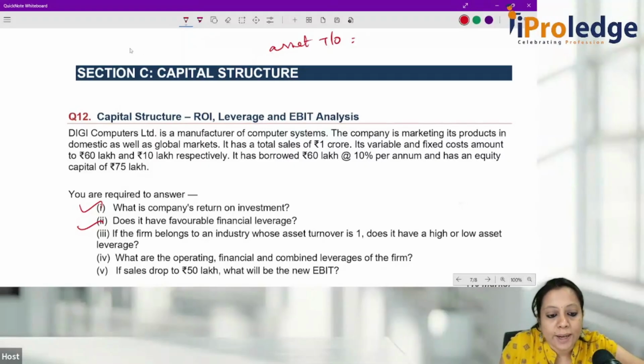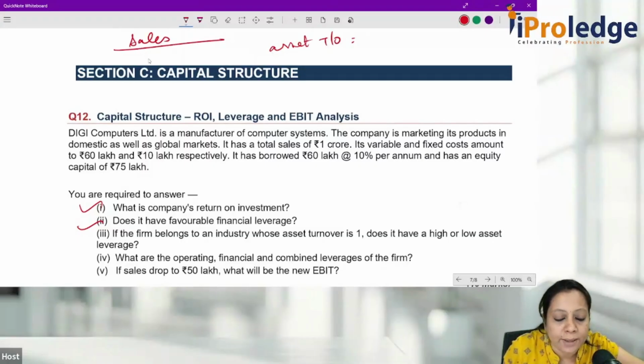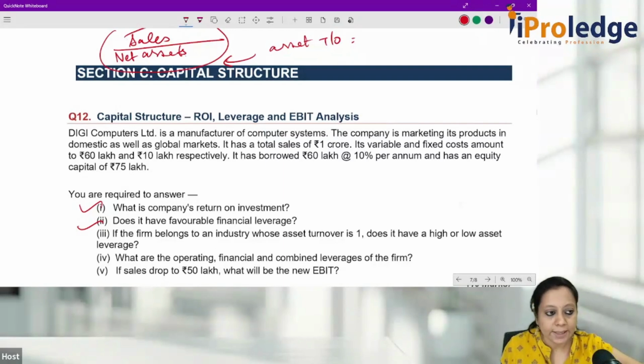Asset turnover, any turnover ratio, turnover means what? Sales. Numerator is sales and the denominator is that particular item itself. So sales divided by net assets is the formula for asset turnover. First of all, before answering the question, let us find out the asset turnover. What is the sales? 1 crore. Shall I write 100 lakhs? Yes. So I have substituted the numerator as 100 lakhs.